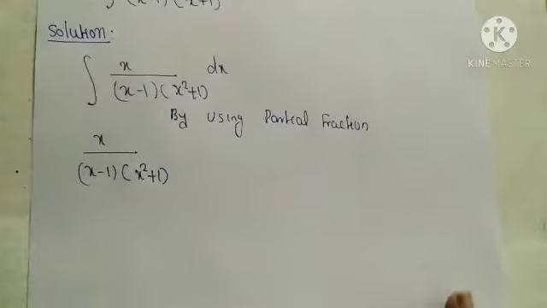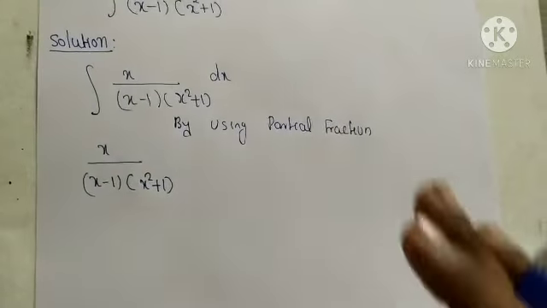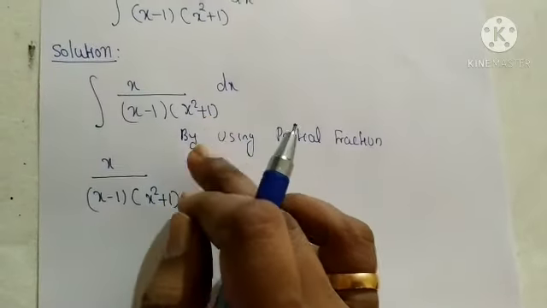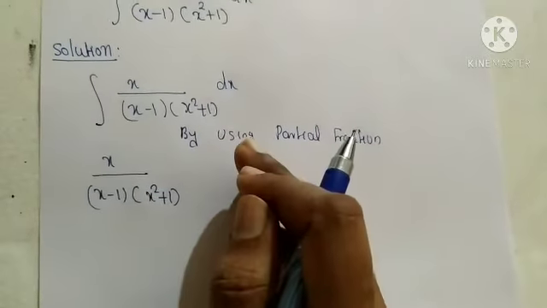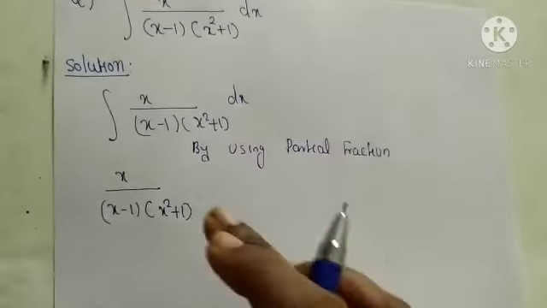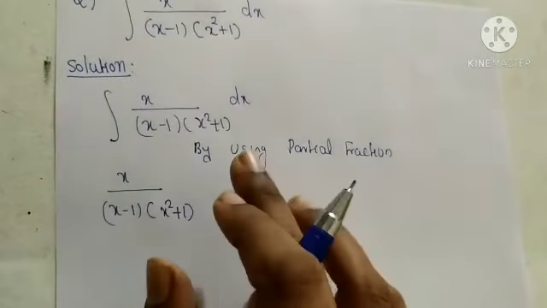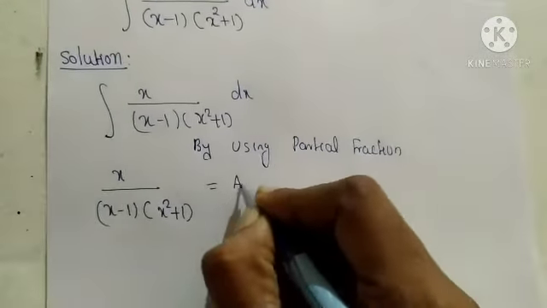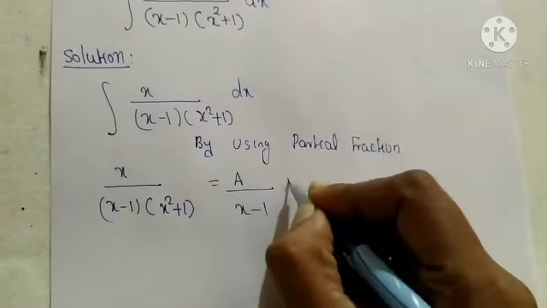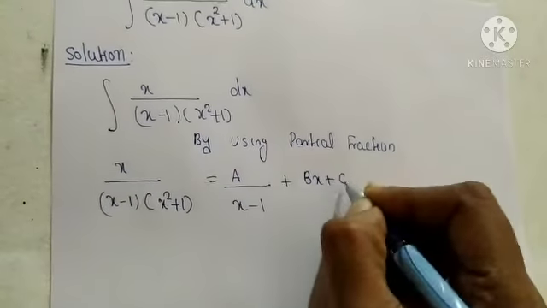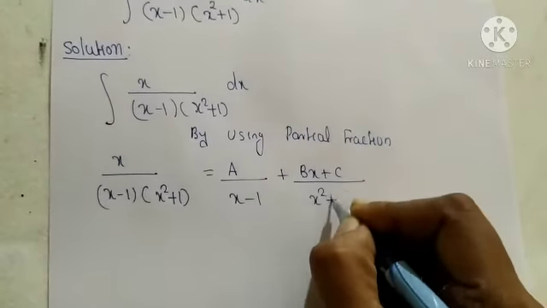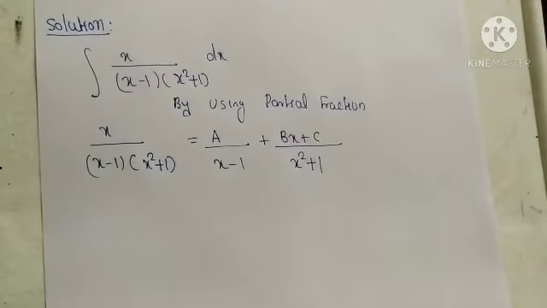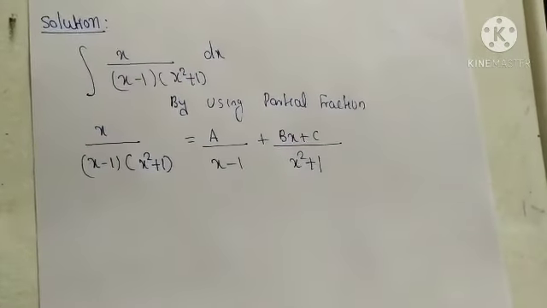This can be written as, and also note that this x square plus 1 term cannot be factorized further, right? So by using partial fractions of the fifth form, this can be written as a divided by x minus 1 plus bx plus c divided by x square plus 1. Okay, so next I am going to find out the value of coefficients a, b, c.